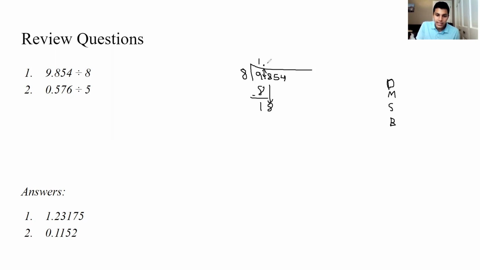8 goes into 18 6 times. 6 times 8. Oh, sorry, not 6 times. 8 goes into 18 2 times. So 2 times 8 is 16. 18 minus 16 is 2. Now we're going to bring down this 5.